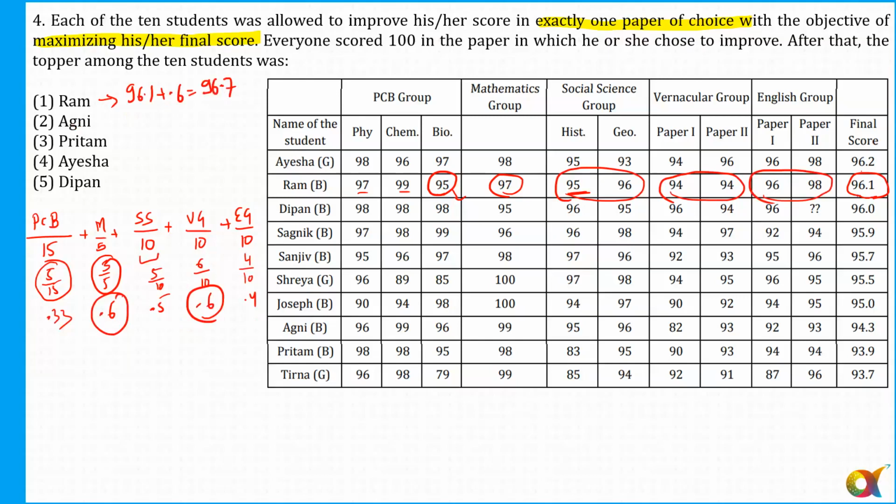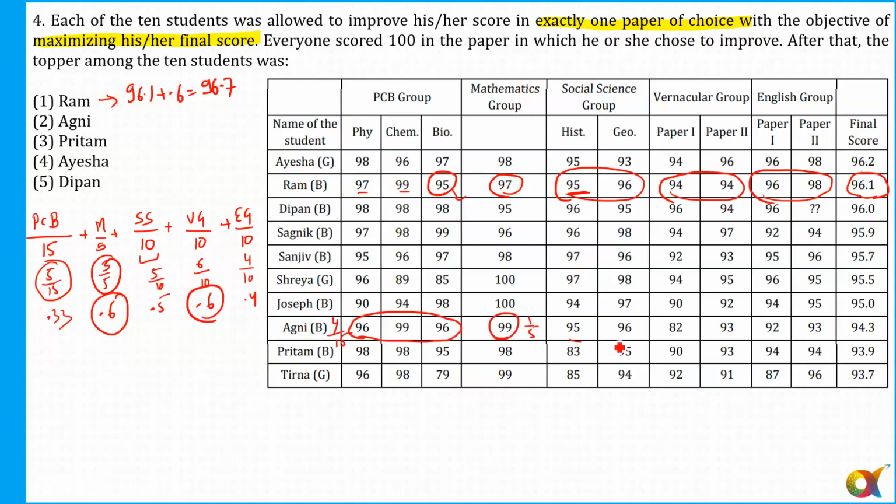Similarly, we need to calculate for Agni. Once you understand the funda, then we can do it quickly. Let's calculate for Agni. You can see Agni here in this group. The smallest mark is 96. So I'll say 4, so 4 by 15. Here there will be a change of 4 by 15. Here 99, so if I move to 100, that is 1 by 5.